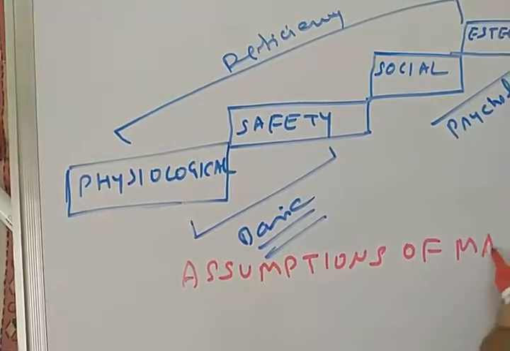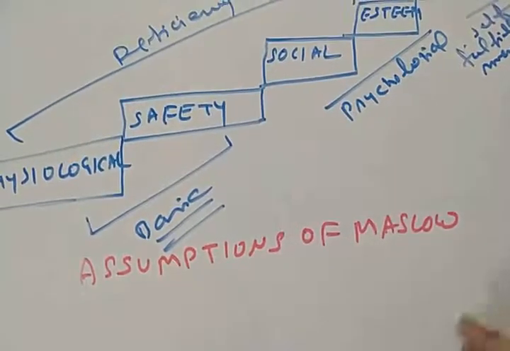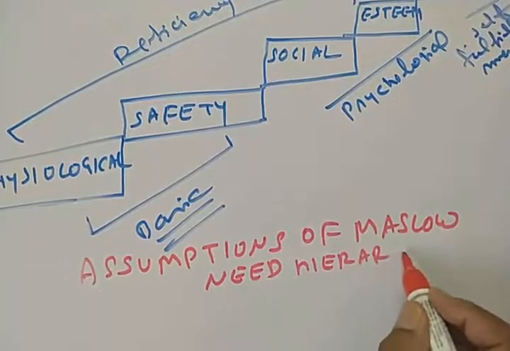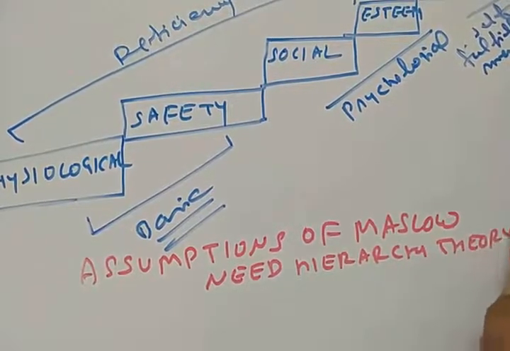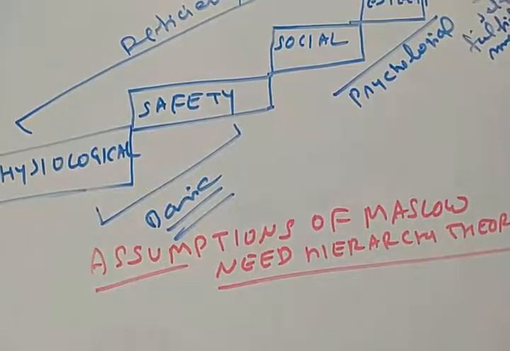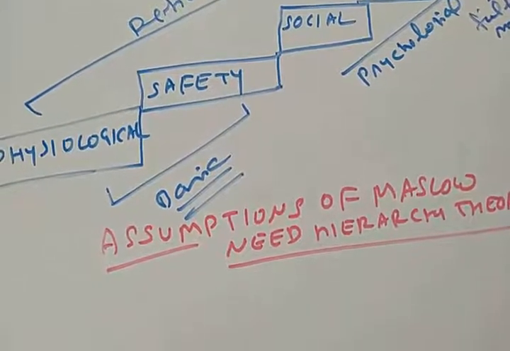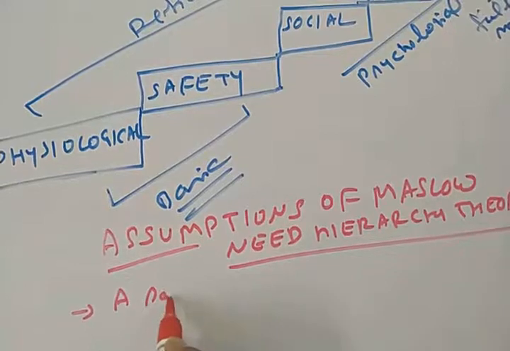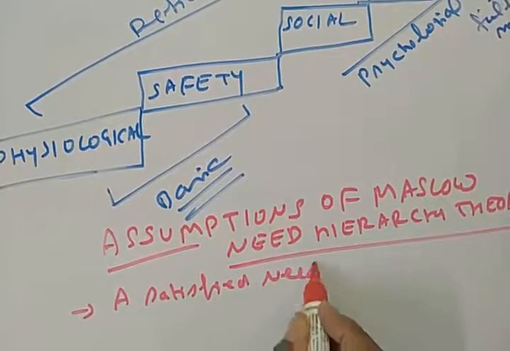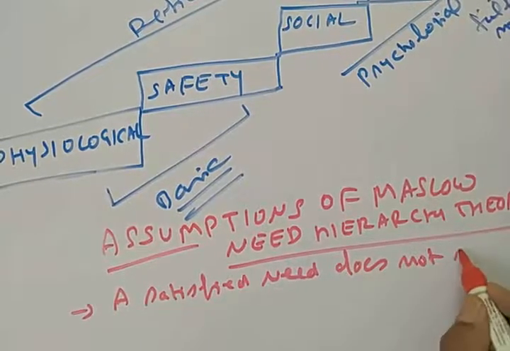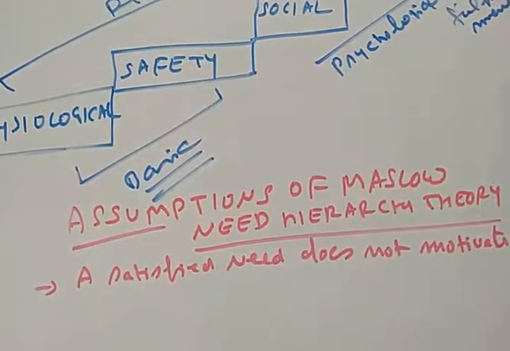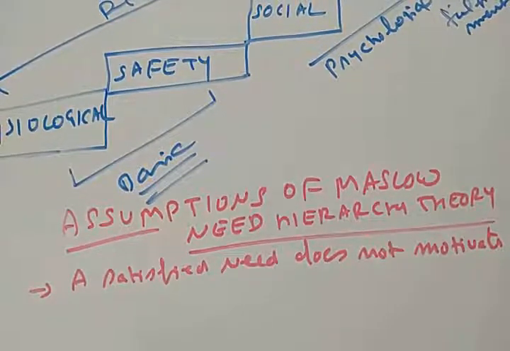Assumptions of Maslow theory, Maslow need hierarchy theory. On what assumptions Maslow has propounded this theory? Let us see its important point. Number one is, a satisfied need does not motivate. If you don't have any unsatisfied need, then you cannot be motivated. Satisfied need stops the worker to motivate anymore.